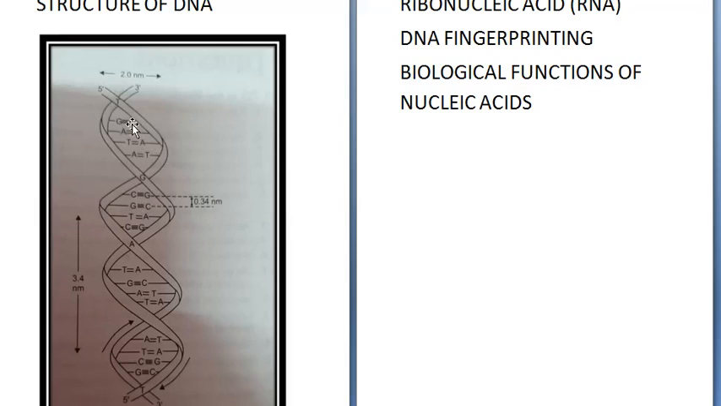So when it completes one turn, you can say that one turn is of 3.4 nm, and one turn corresponds to 10 base pairs. There are 10 base pairs in one turn.